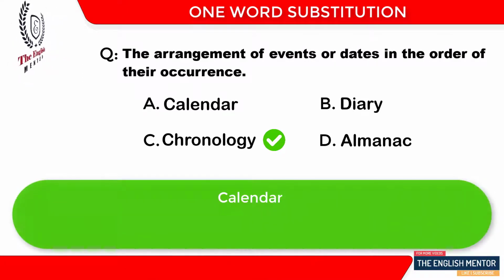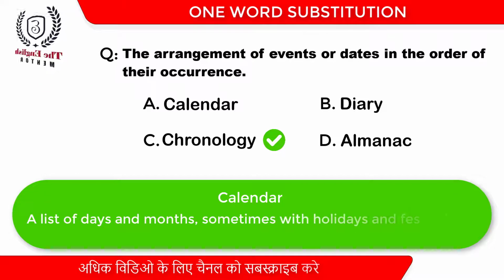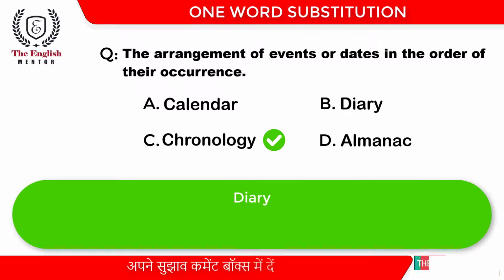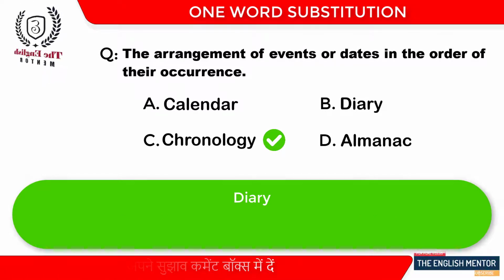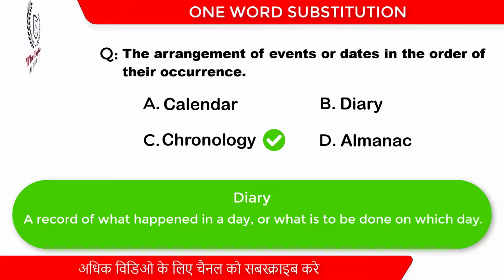The first option is calendar. What is the meaning of calendar? A list of days and months, sometimes with holidays and festivals, etc. The option B is diary. What's the meaning of diary? A record of what happened in a day or what is to be done on which day.